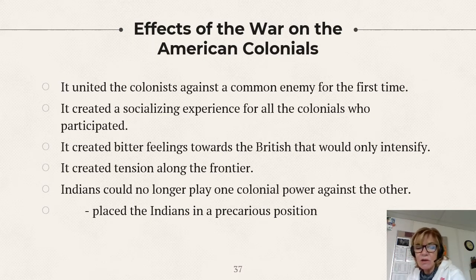There's tension out on the frontier because they're fearful of the Native Americans, and for the Native Americans, they could no longer pit one European group against the other. They only had one major power now, and that was the British. So they were really in a precarious position after the war. They kind of had to toe the line with the British, or fight, or just surrender.